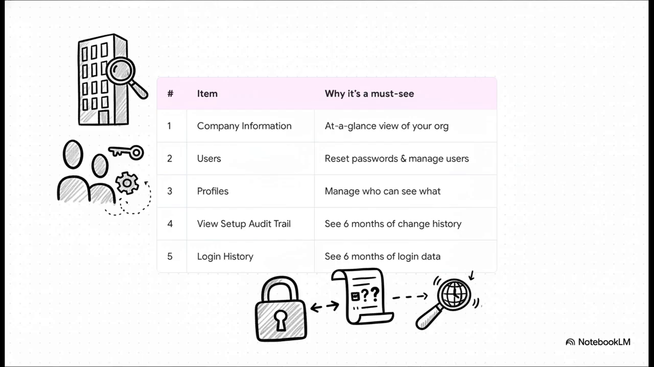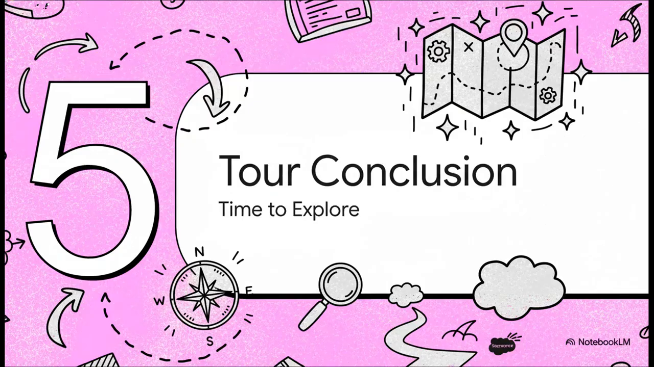#4, the Setup Audit Trail. This is your detective tool. If something breaks, this page shows you who changed what and when. And finally, #5, login history. This is perfect for keeping an eye on security and, just as important, making sure people are actually using the system. And just like that, our guided tour is over.